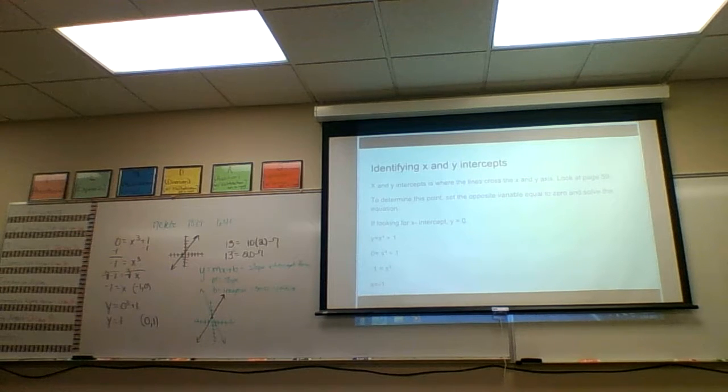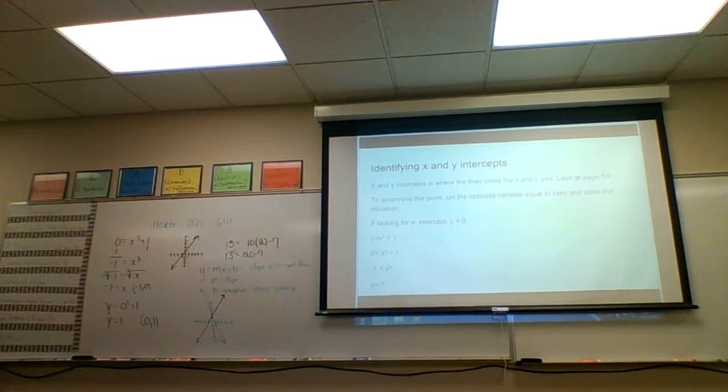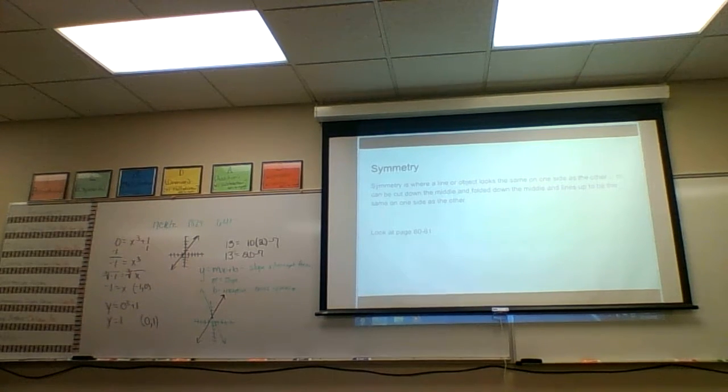Okay, again, review. X and Y intercepts. If I want to find the X intercept, I set Y equal to 0 and solve, and vice versa. I may have said the same one twice. Okay? How about symmetry? Symmetry is where a line or object looks the same on one side as it does on the other. Like you could cut it right straight down the middle, fold it in half, and both sides will look the same. We talked about symmetry on pages 60 and 61. Some of those graphs definitely have symmetry.